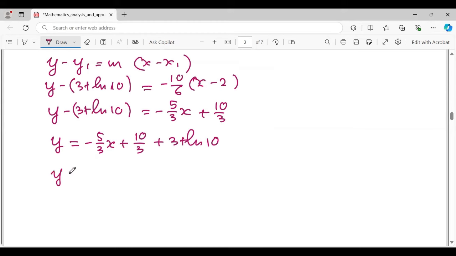So the function y equals minus 5 over 3 x plus 19 over 3 plus ln 10, because 10 over 3 plus 3 equals 19 over 3.